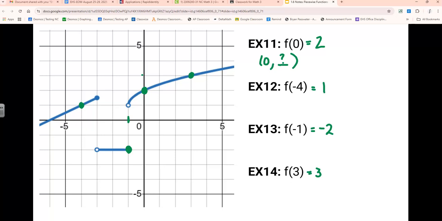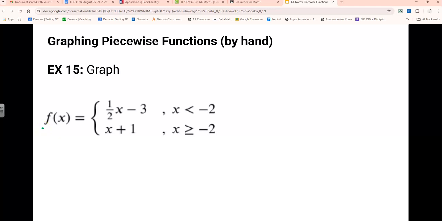Okay. So we're going to graph at least one piecewise function by hand for this. So this is where your cute little sticky graphs are coming in. What I want you to do, we have two functions here. We have 1/2 x minus 3, and we have x plus 1. Those are both linear functions. We're going to dig way back in our brains to Math 1.